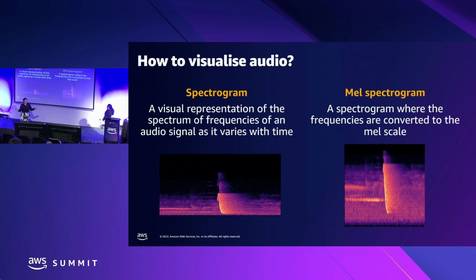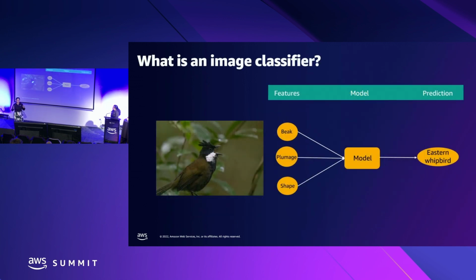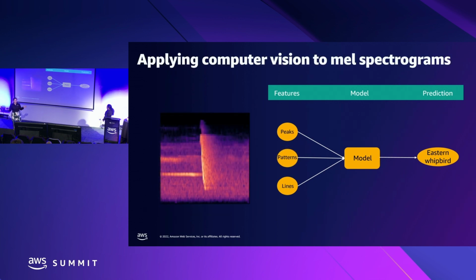Now let's apply a classifier to it. Very briefly, what is an image classifier? We have this image, and we want to know what bird species it is. Our model might look at different features in it, such as the beak or the plumage, to help inform that classification. But we want to apply it to MEL spectrograms. So we would train our model on a corpus of MEL spectrograms, so it can identify what bird call it's representing. This is the bird call of an eastern whipbird, and you can see there's quite a distinctive shape. We'll look at some other MEL spectrograms as well to help solidify this idea.